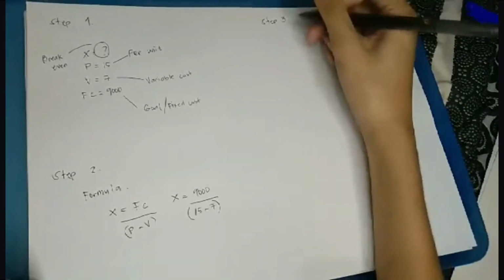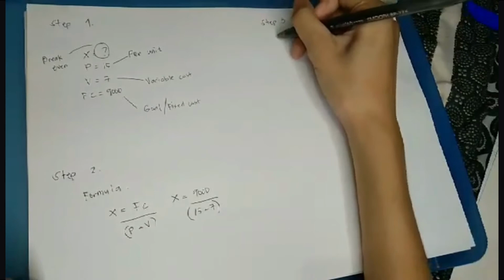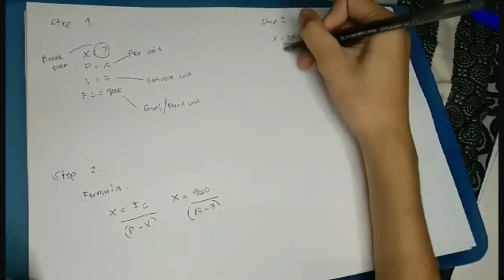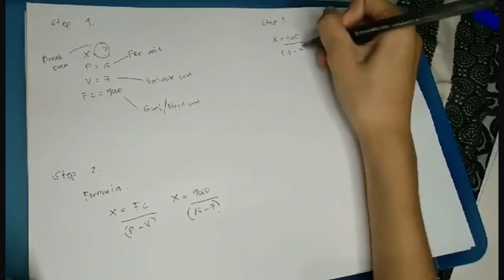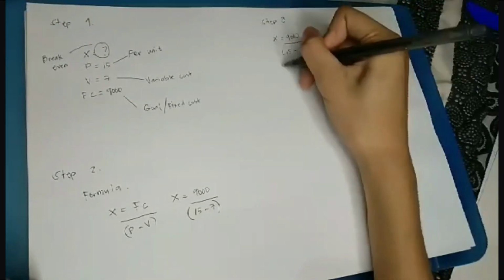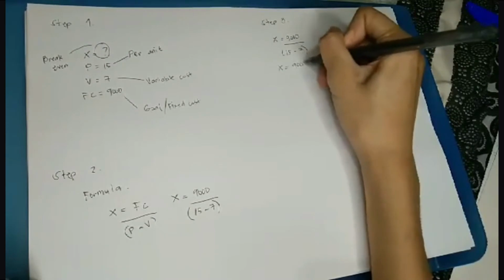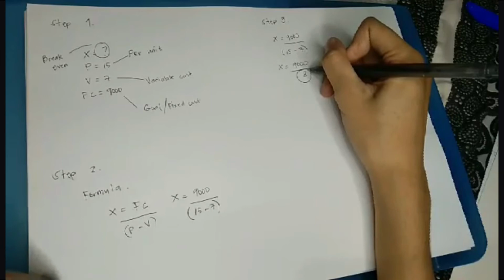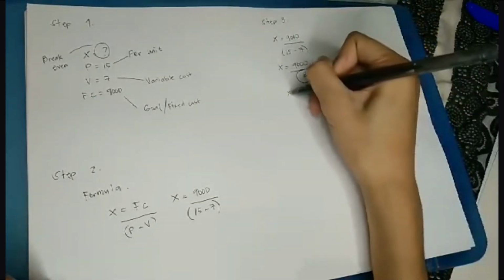Next is step 3. It's time for solving. So we have X is equal to 9,000 over 15 minus 7. X is equal to 9,000 over 8. Ito yung tubo na makukuha natin per unit. Para makuha to, we need to subtract the variable cost from our per unit price.